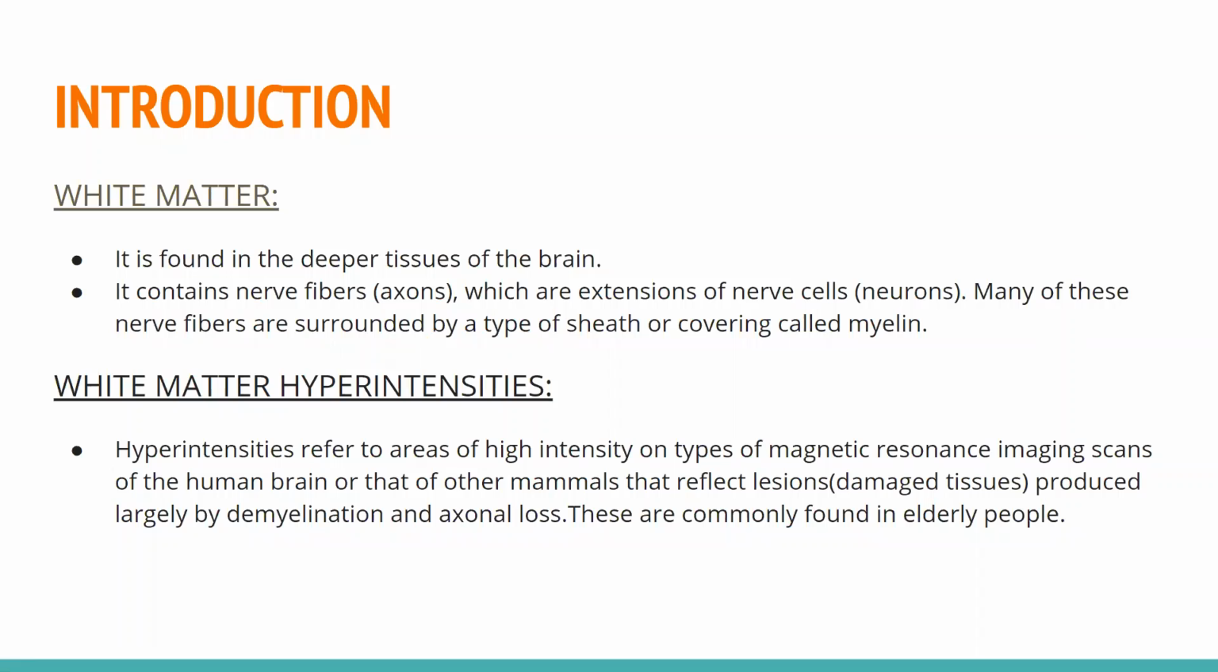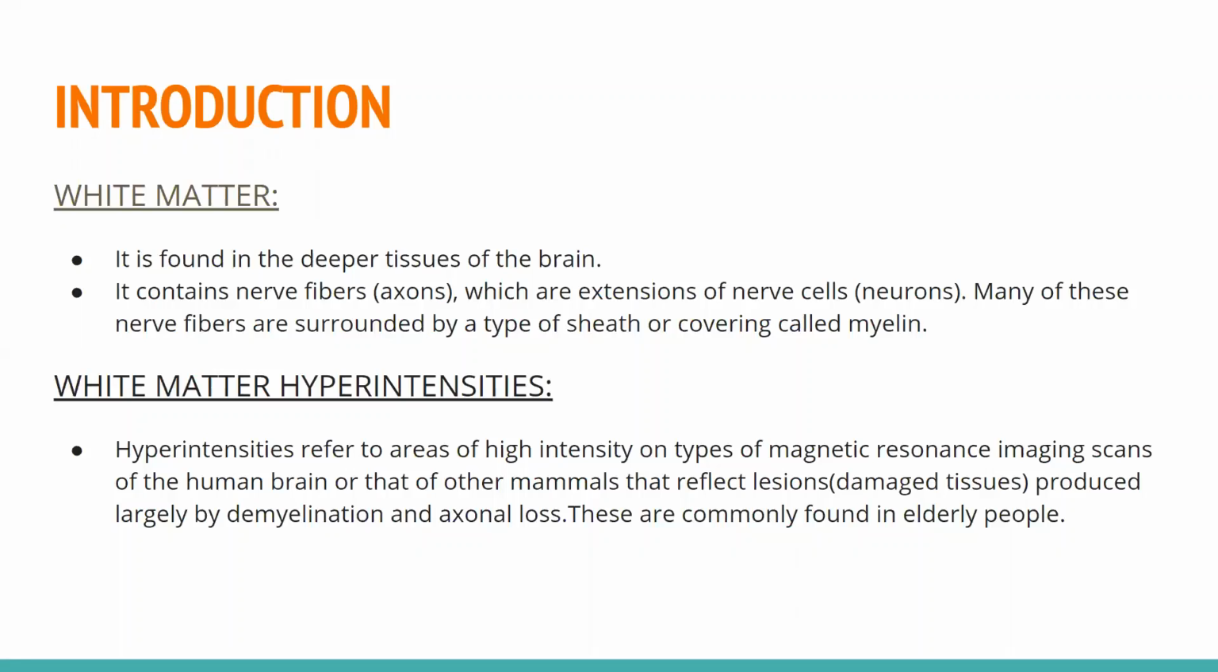So what is white matter? It is found in the deeper tissues of the brain. It contains nerve fibers called axons, which are extensions of nerve cells, that is neurons. Many of these nerve fibers are surrounded by a type of sheath or covering which is called myelin.